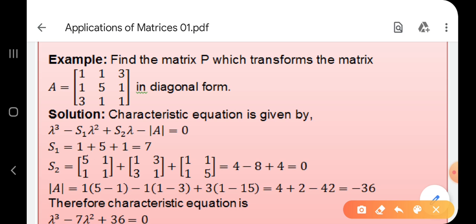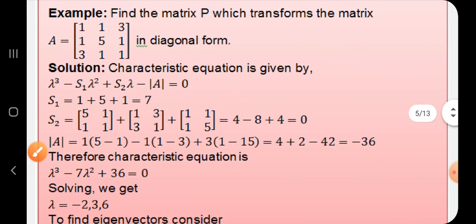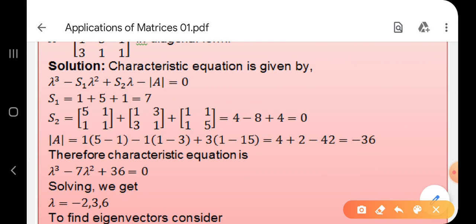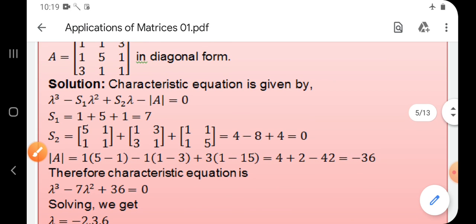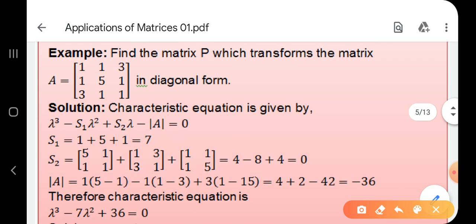Now again we will find the characteristic equation: lambda cube minus s1 lambda square plus s2 lambda minus determinant of A equal to 0. What is s1? 1 plus 5 plus 1, that is 7. What is the value of s2? There is a printing mistake here: instead of matrix I have written determinant, so just avoid it and take the matrix here.